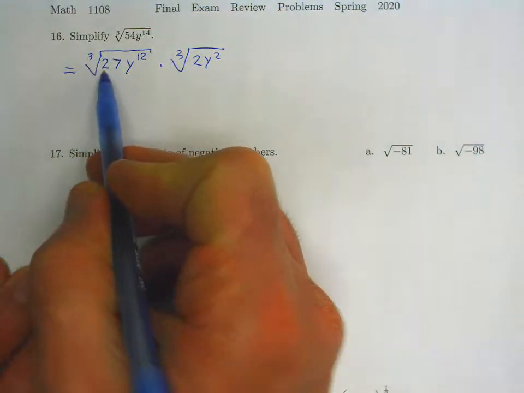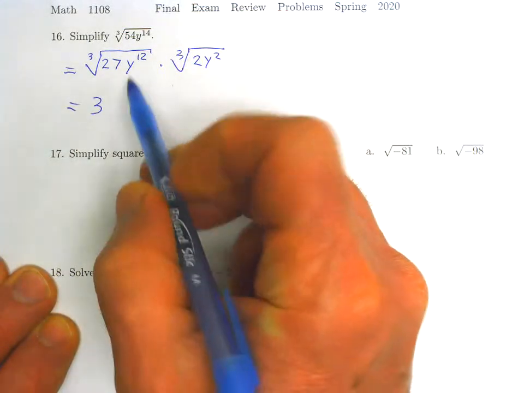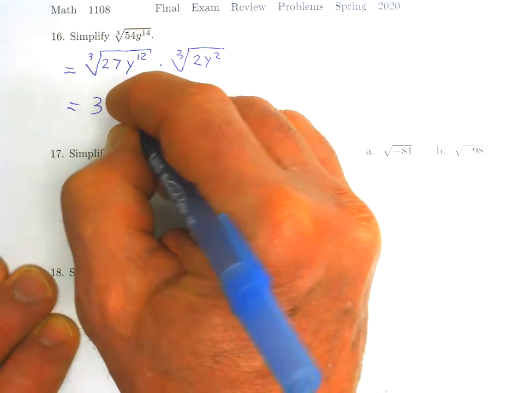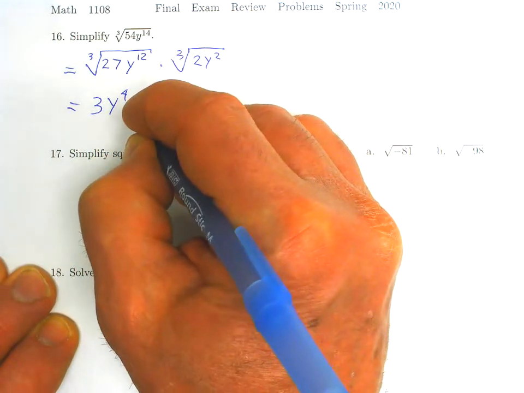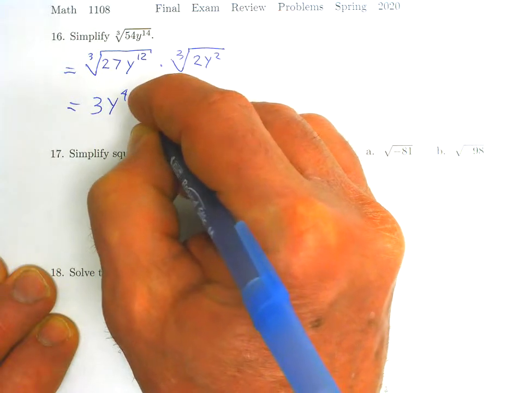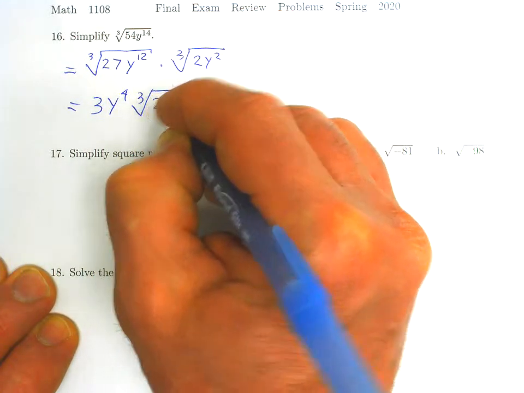Then the cubed root of 27 is 3. The cubed root of y to the 12th is y to the 4th. And so our final answer is 3y to the 4th times the cubed root of 2y to the second.